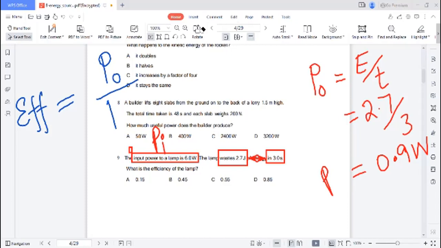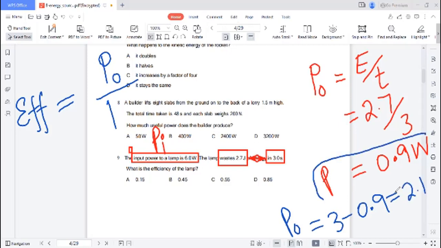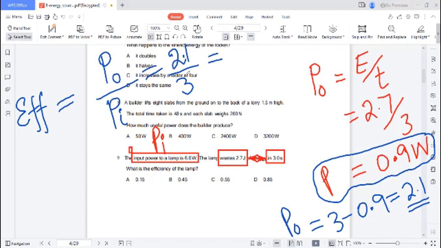So useful output is 3 minus 0.9, which would be 2.1, because this amount of power is wasted and is not useful output power. Useful output power is this one, 2.1, over input power. So output is 2.1 and input is 3, sorry, input is 6. I made a mistake.